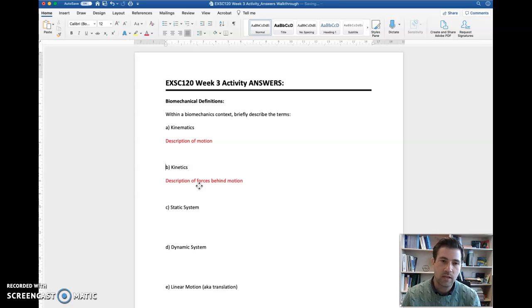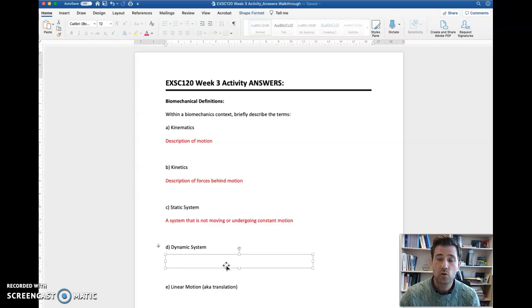A static system is one that is either still, so has no motion, or has constant motion. A lot of people immediately think of static as being still, but static and dynamic refer to the change in motion of a system. So if a system is in constant velocity, for example, something orbiting around a planet, it's actually a static system. So one that's undergoing no movement or constant movement.